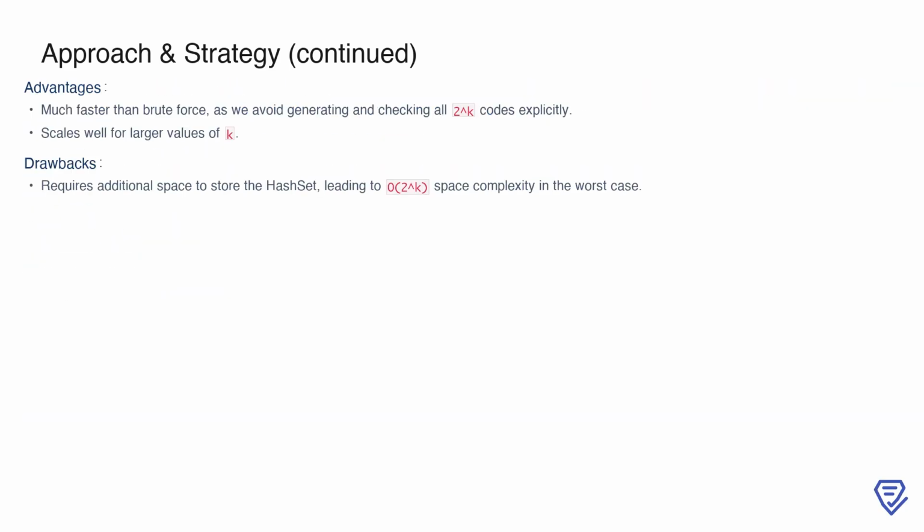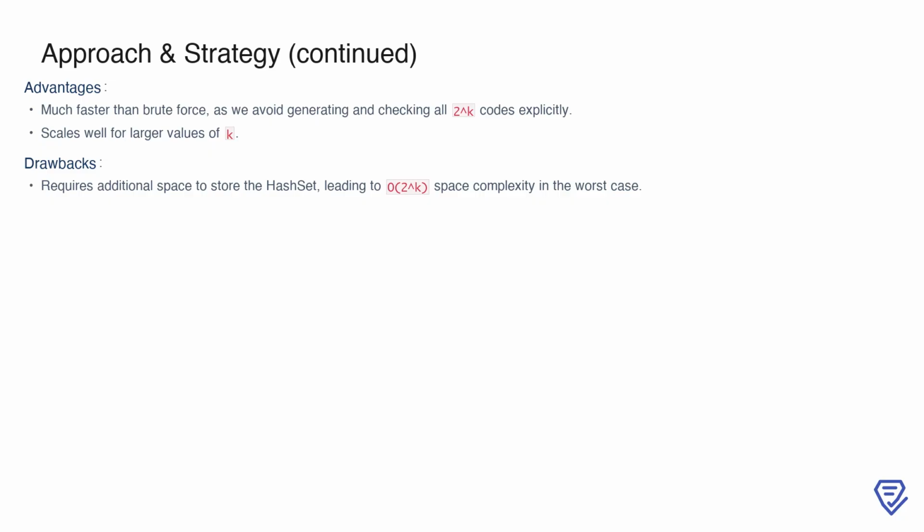The sliding window approach offers several advantages over brute force. It is much faster because we avoid the step of explicitly generating and checking all 2 to the power of k binary codes. Instead, we focus only on the substrings present in the string S, which reduces unnecessary computation. This makes it scalable even for larger values of k, where the brute force approach would become infeasible.